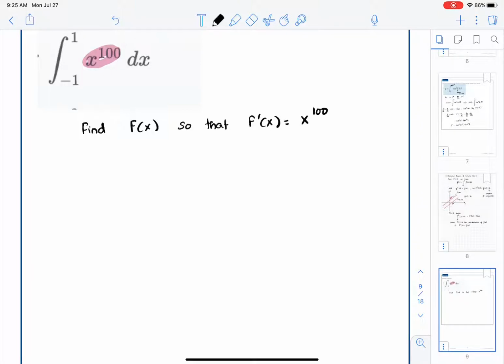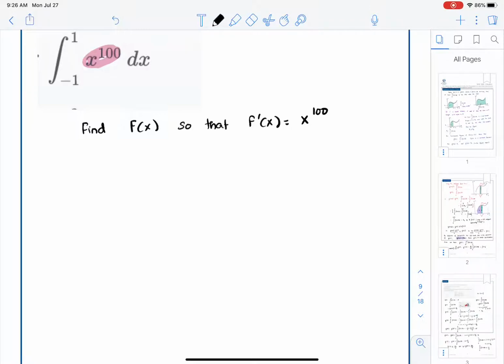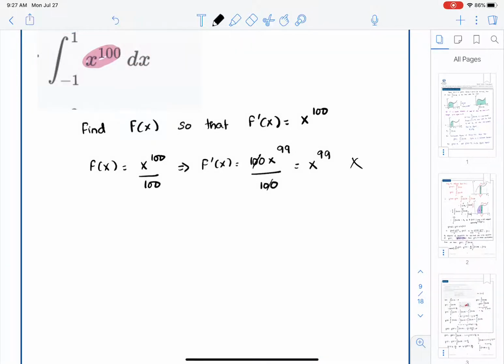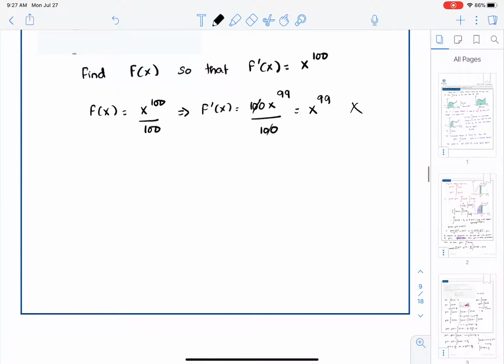So you have to come up with a function so that its derivative is x raised to 100. So let's just say f of x is x raised to 100 over 100. Then f prime of x is 100 times x raised to 100 minus 1, which is x raised to 99, over 100. Those two would get cancelled. I get x raised to 99.